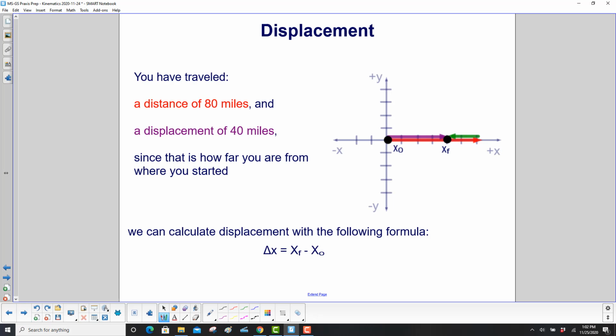Now, you have traveled a distance of 80 miles. That's what your speedometer would register. You went 60 out and 20 back. 60 plus 20 is 80. However, you only had a displacement of 40 miles. That is how far you are from where you started. We calculate displacement by delta x is equal to x sub f minus x sub 0.